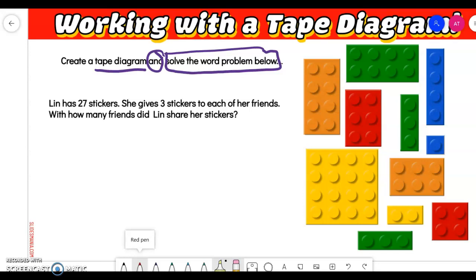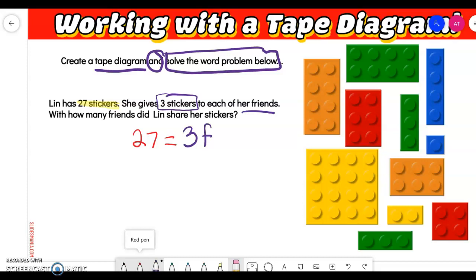So I'm going to highlight key information. I know that 27 stickers is highly important. That's how many stickers she started out with. She also gave each of her friends 3 stickers. So it doesn't tell me how many of her friends there are, but I know that each of her friends is getting 3 stickers. So I'm going to write 3F. So now I've drawn out the problem. Now I need to solve it.